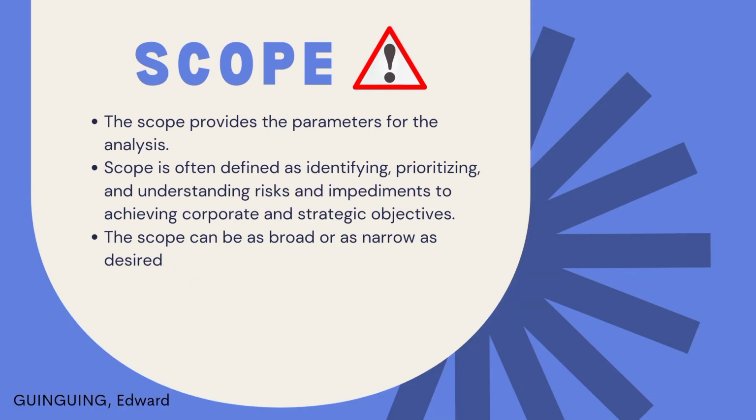Now, the scope is the most important element in the facilitation of the risk profiling process. In the process, the scope of the exercise is determined at the beginning of the analysis to specify the areas of the business considered. This is because the scope provides the parameters for the analysis. The scope is often defined as identifying, prioritizing, and understanding risk and impediments to achieving corporate and strategic objectives. The scope can be as broad or as narrow as desired.